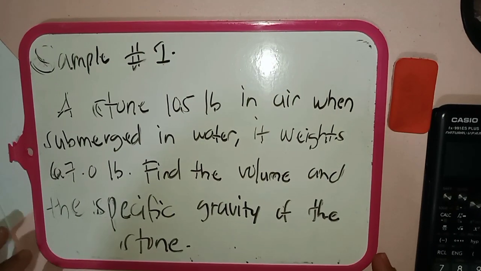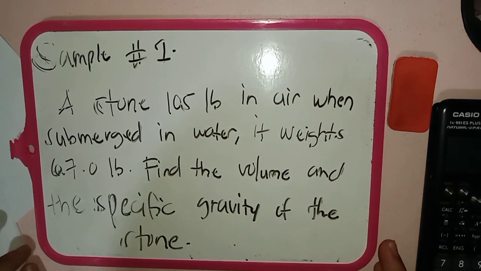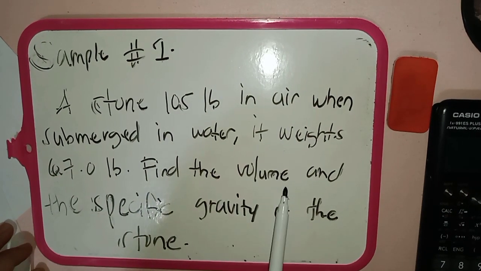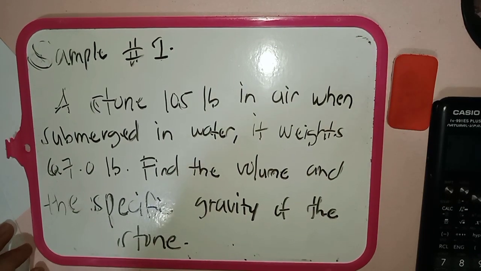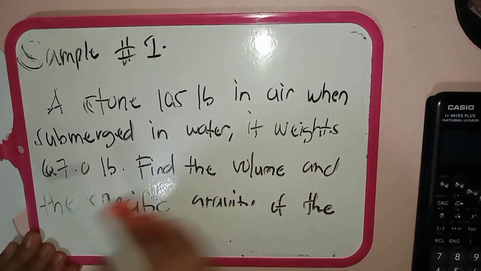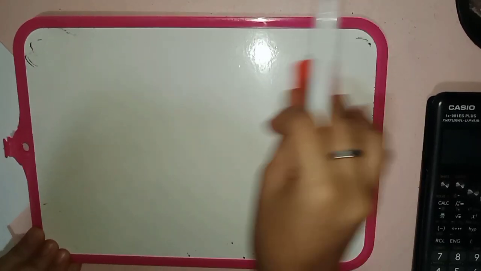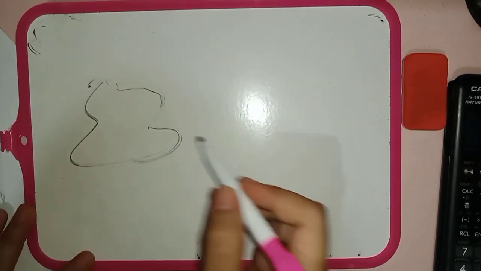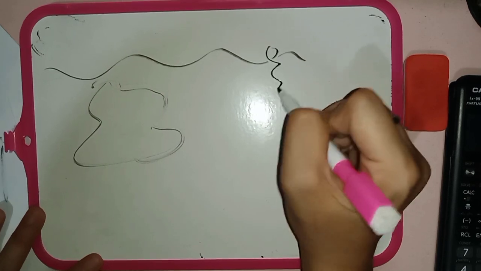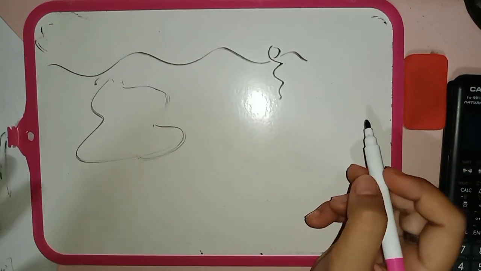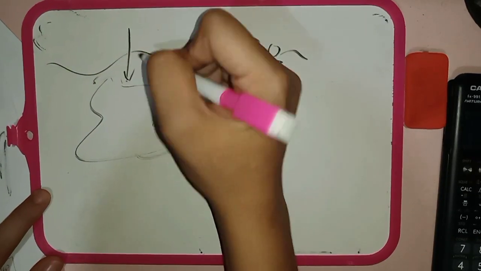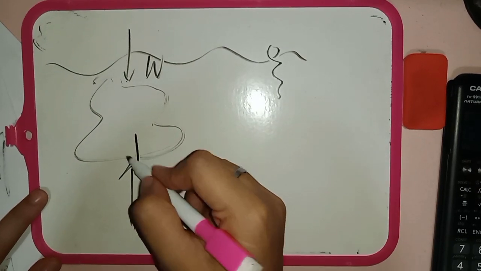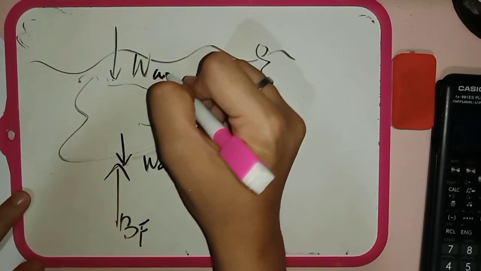For sample number 1, a stone weighs 105 pounds in air, and when submerged in water it weighs 67 pounds. Find the volume and the specific gravity of the stone. So here's the problem, so let's draw it. There is a stone, and the water here. Then we have our weight here, then our buoyant force. So we have the weight in air and the weight in water.